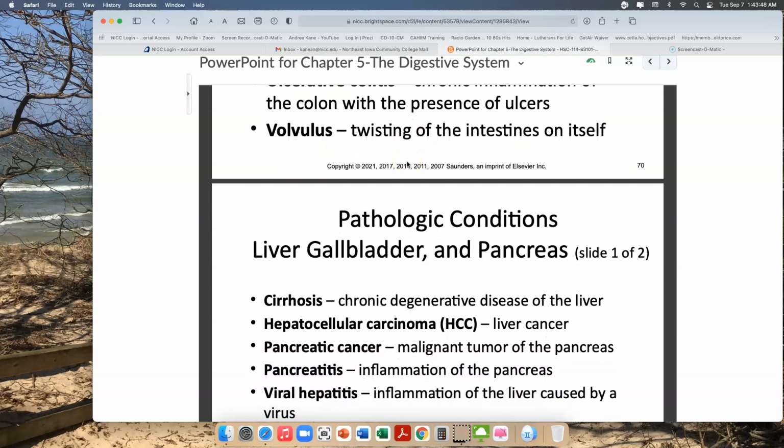Volvulus is where the intestine twists on itself, and this is very serious. If someone has volvulus, they need to get to the hospital immediately for emergency surgery, because when that intestine twists like that, it cuts off blood supply, and very quickly intestines can start dying and have to be cut out and removed. And if they're not caught in time, they can end up with an abscess in the abdomen, and it can really be a life-threatening situation. So volvuluses are nothing to be patient with.